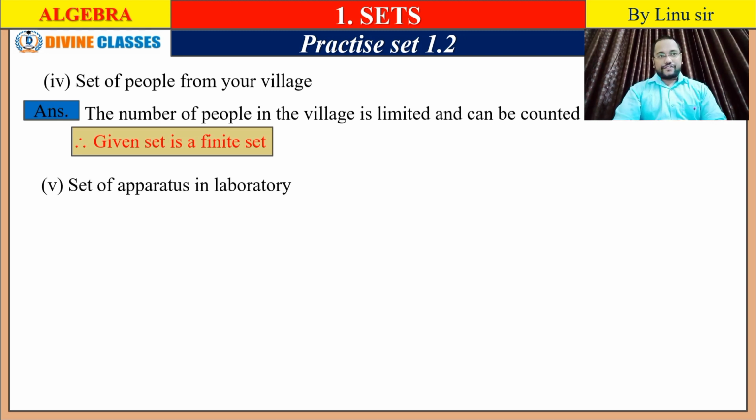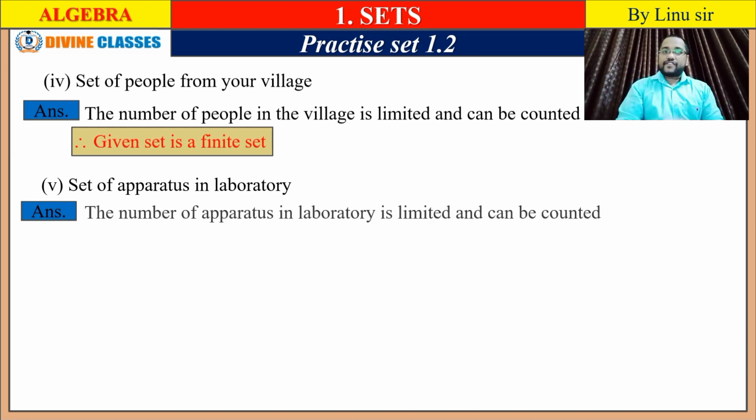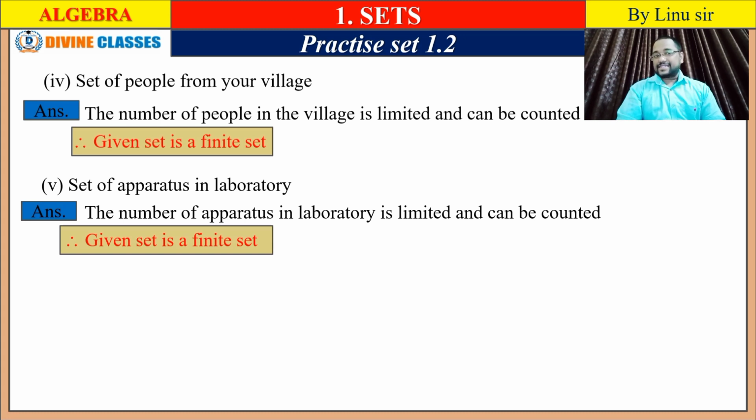Question number 5: set of apparatus in the laboratory, right? Apparatus also we can count. It is not unlimited, right or not? So it is countable. The number of apparatus in the laboratory is limited and can be counted, right? Therefore, the given set is a finite set.